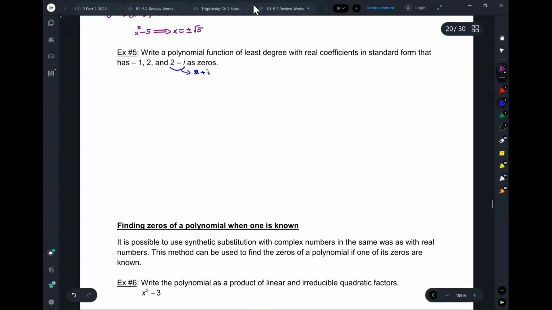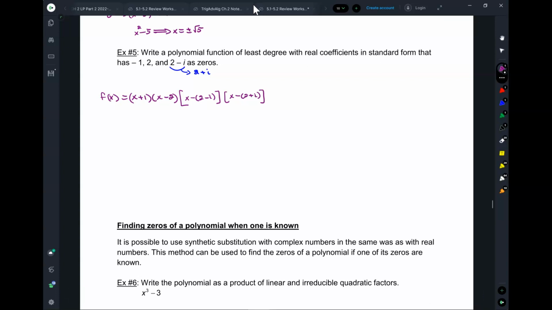So f of x is going to be (x plus 1)(x minus 2)(x minus 2 minus i)(x minus 2 plus i). So basically it's x minus each of the zeros. Okay? If they put the 2 minus i, it... Yeah. Yep.